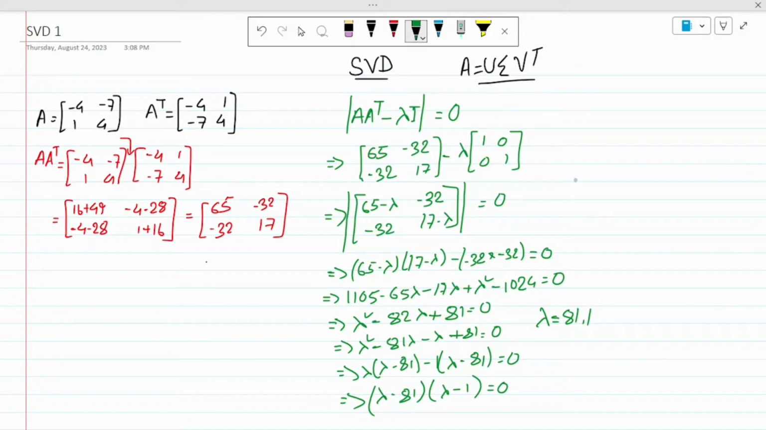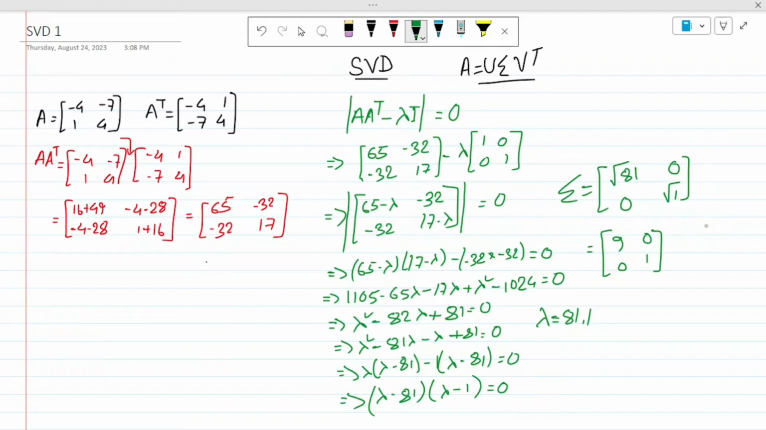So middle matrix sigma will be equal to, first value we got is 81, so always the first value should be higher, eigenvalue should be written at the top position, so it will be square root of 81 and then 0, and here 0, and here second value is 1, so square root of 1 we have to write. So this is our sigma matrix, which is the diagonal matrix. If you simplify, square root of 81 is 9, 0, 0 and square root of 1 is 1. So this is our first matrix, which is sigma matrix. And these values are also called eigenvalues.